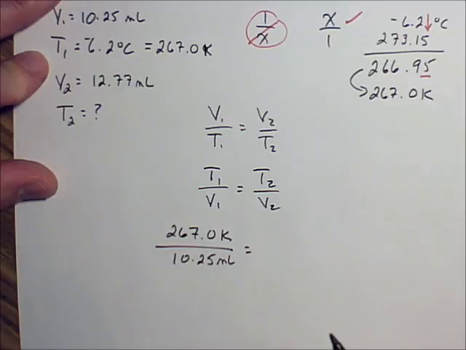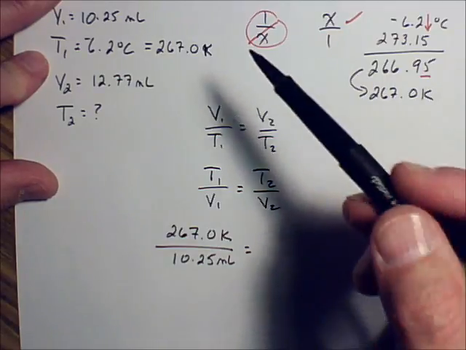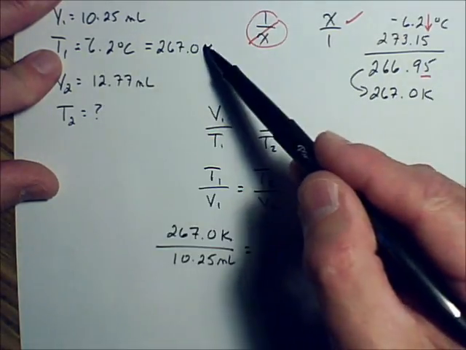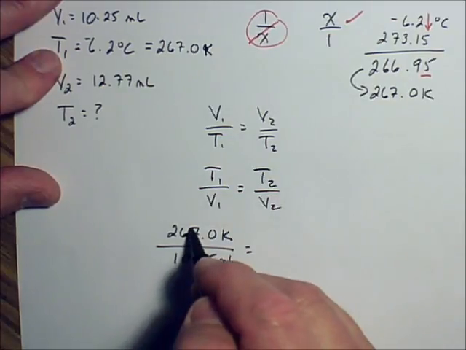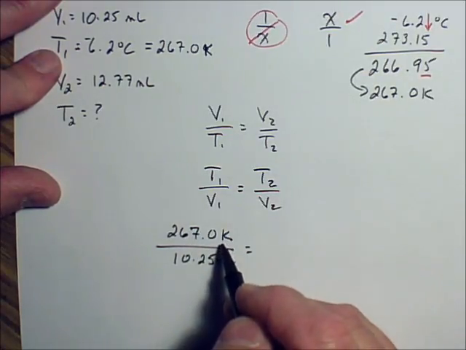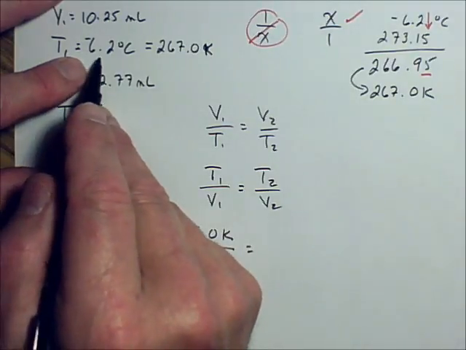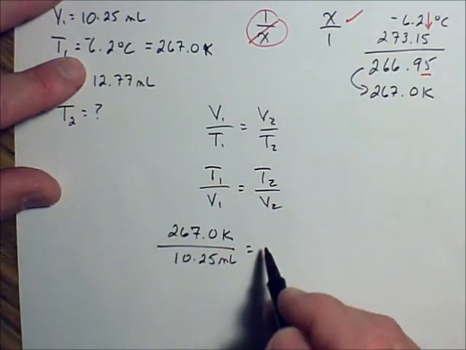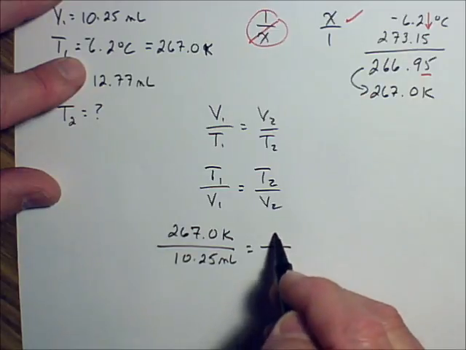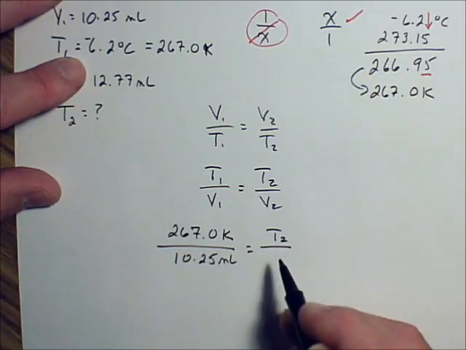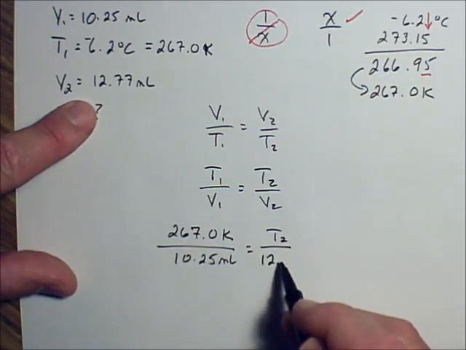Say again? That's T1. You've got to have your temperature in Kelvin. That's why we are using that instead of negative 6.2 degrees C. And then T2 we don't know. It stays just T2. V2 is 12.77 milliliters.